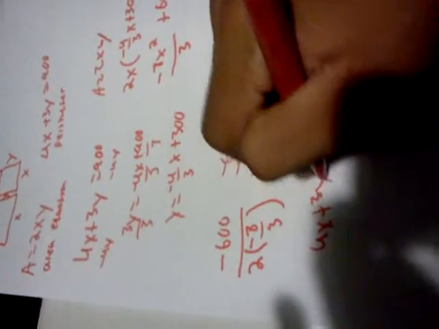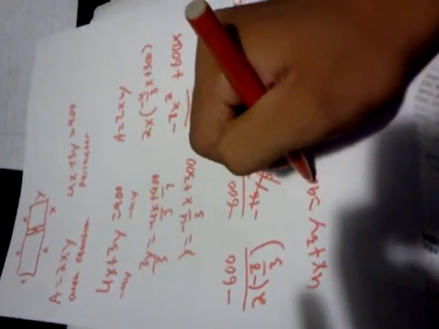So our x is equal to 112.5. And so our next step is to plug x into our perimeter equation. So when we do this, our perimeter equation is 4x plus 3y is equal to 900.